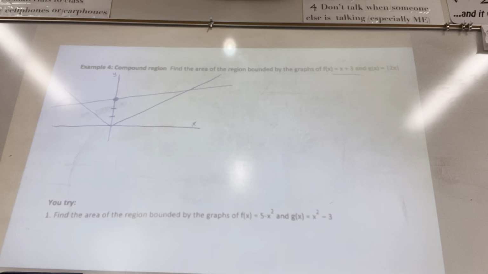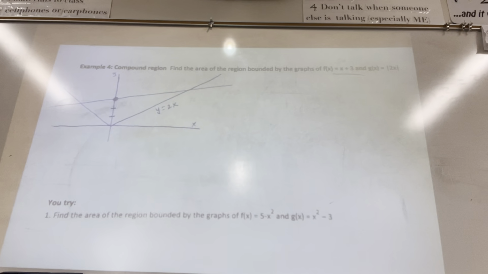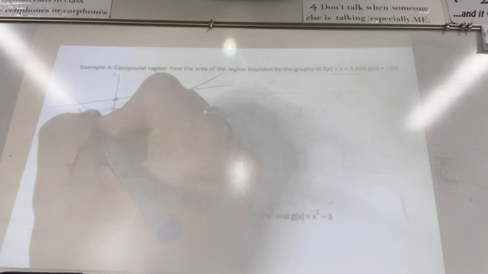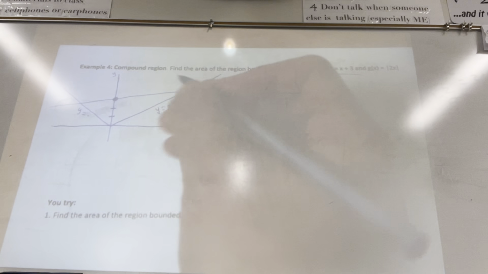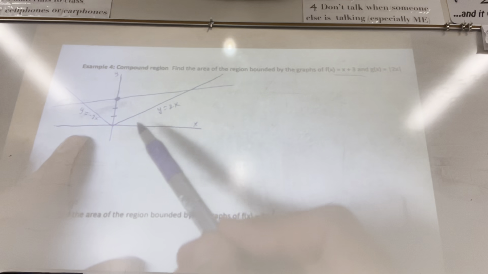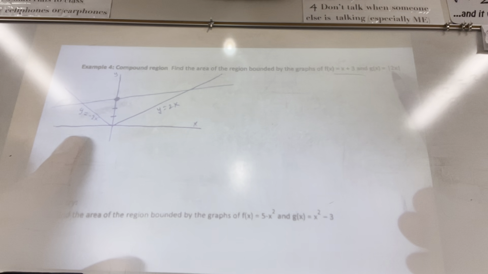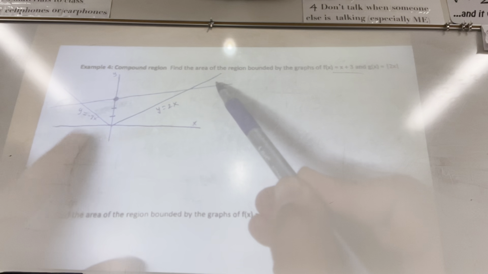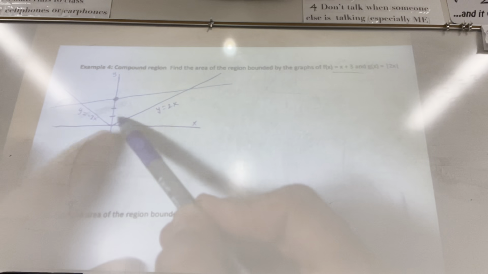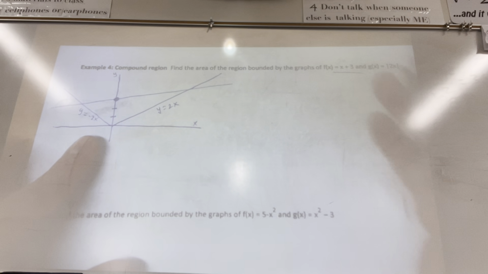Mine should be a little more slanted. We good? Let me label this. So this is y equals 2x. This is y equals negative 2x. Wait, Mr. Lara, if this is absolute value of 2x, doesn't that give me two functions? 2x and negative 2x. Yes, y equals negative 2x, put together. And then at the top I have y equals x plus 3.